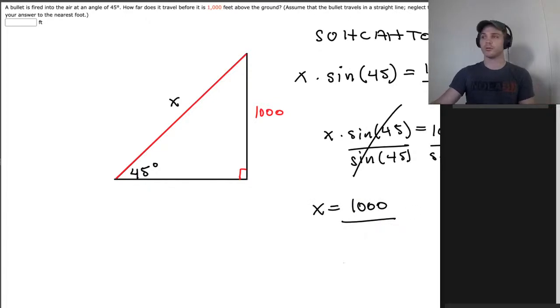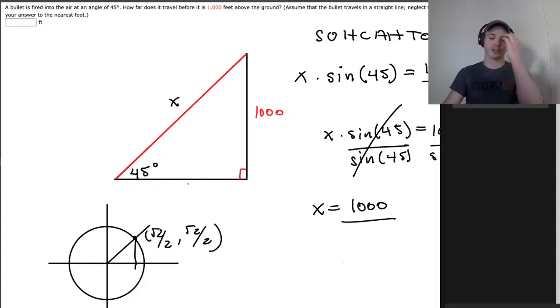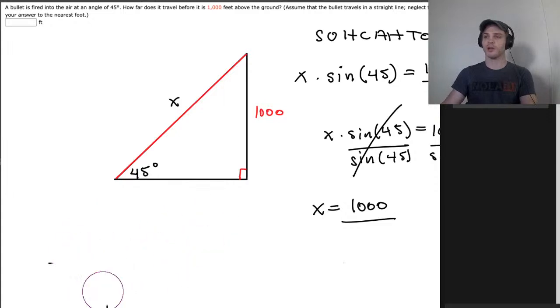Now I know from using my knowledge of trig and my unit circle, which is not something that you should be forced to memorize, it's actually a tool that can help you. I know from my trig knowledge here, my unit circle, that this point on this triangle gives me root 2 over 2 comma root 2 over 2. So the sine and the cosine of the angle 45 degrees are root 2 over 2. Okay.